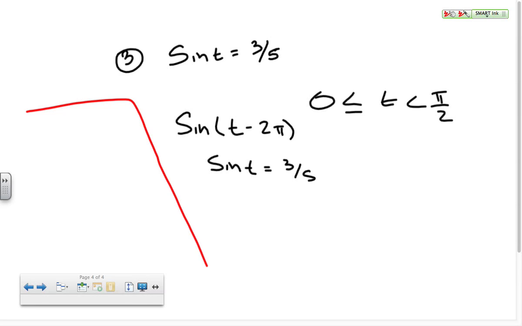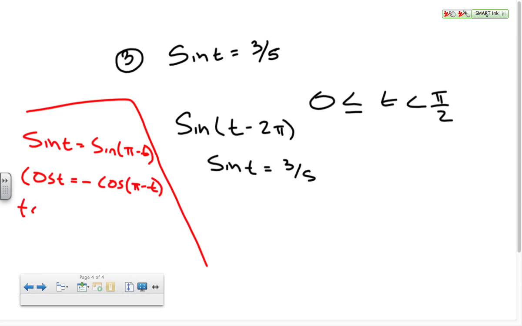So these actually don't have names, they're just called other identities. Alright, so write these down. Sine of t is the same thing as the sine of pi minus t. Okay. The cosine of t is the same thing as negative cosine of pi minus t. Alright, and the tangent of t is the same thing as negative tangent of pi minus t.